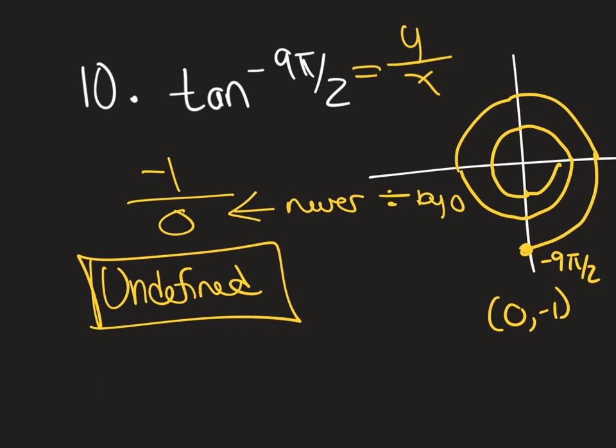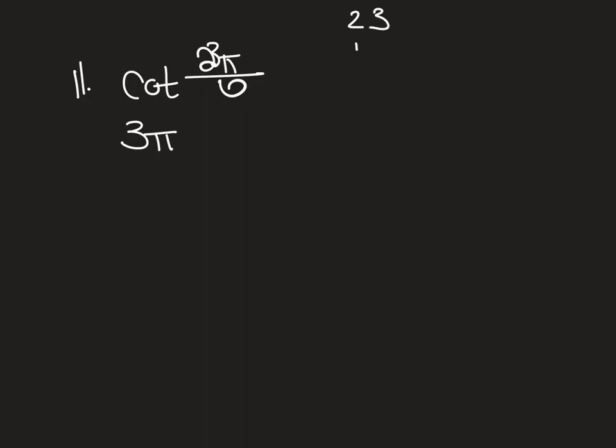Let's try number 11. So number 11 says cotangent of 23 pi over 6. So I'm going to make this a nice pretty fraction angle. 6 goes into 23 3 times. So I have 3 whole pies. 3 times 6 is 18. So I'm going to subtract those and get a 5. So I have 3 whole pies and 5 pi over 6 left over.